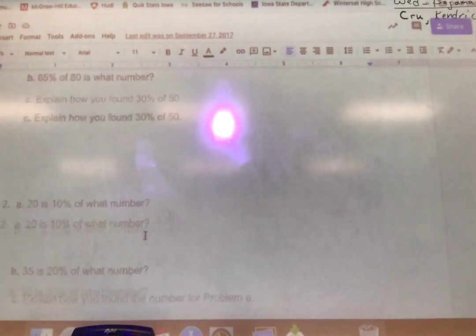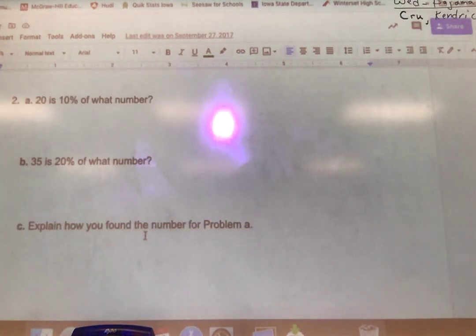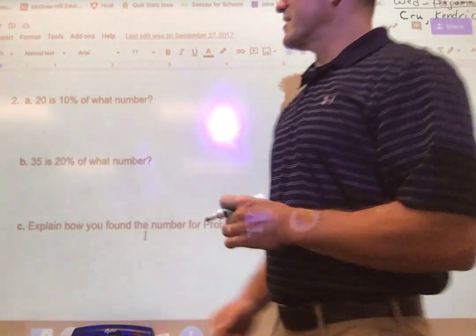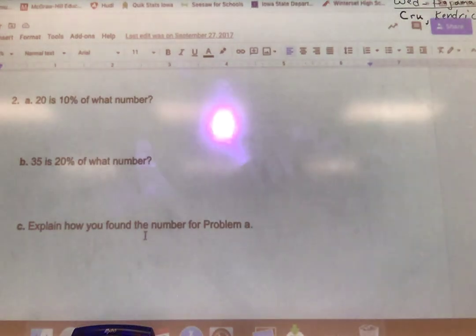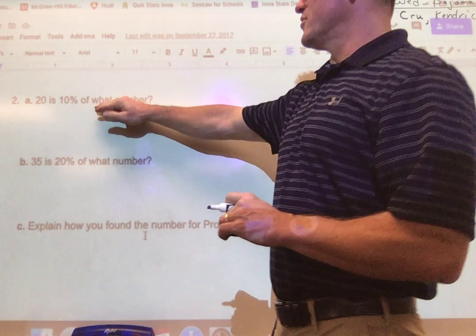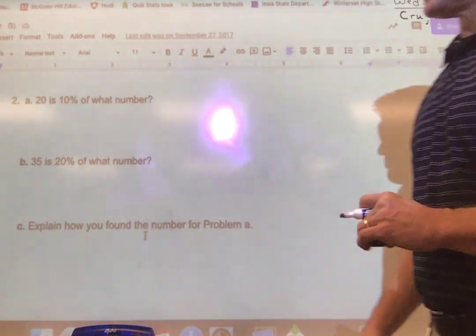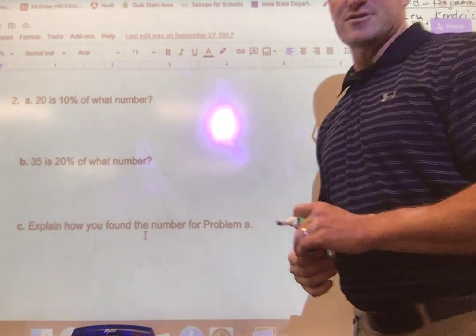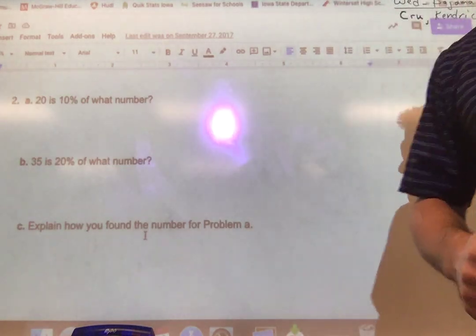All right, number 2 here. Here's a different type of problem, so you got to understand. In this case, it's different than the first situation. Now they're going to tell me 20 is 10% of what number? This time, I'm looking for the total number that I start with. Okay, so the answer should actually get bigger. In the first problem we did, the answers got smaller because I just wanted a percentage of a number.